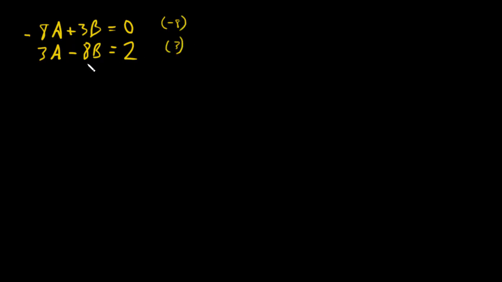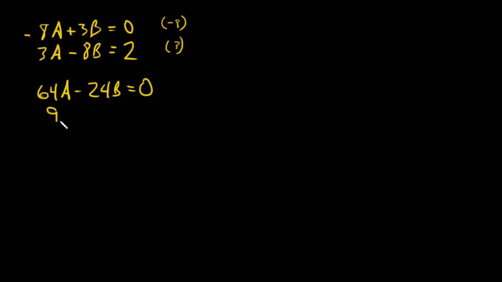Let's see. So I have negative 8a plus 3b equals 0. And then 3a minus 8b is equal to 2. Okay? Let's see, which one do you want to drop first? Doesn't really matter. We can drop either one. Let's eliminate the b's just for fun. I'm going to multiply the top by negative 8 and the bottom one by 3 to do that. So I multiply the top by negative 8. I get 64a minus 24b equals 0.